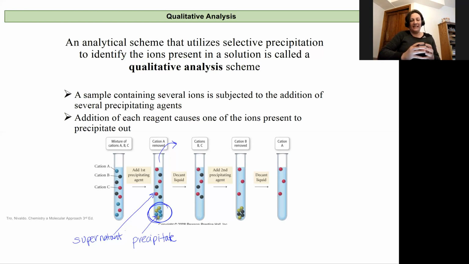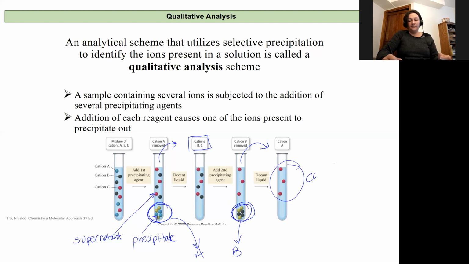So after we take that supernatant and we pour it off, we'll put it in another test tube. Now we've isolated one of our ions and we have two left. Now a qualitative analysis scheme is going to choose another reagent to add to precipitate out one more of those. So here we've got cation B precipitated out with a new reagent, and we're left with just one ion left in solution in our supernatant liquid. So we decant again into another test tube, and now we've separated out cation B, we've separated out cation A, and we're left with cation C, which means we have effectively separated our mixture.